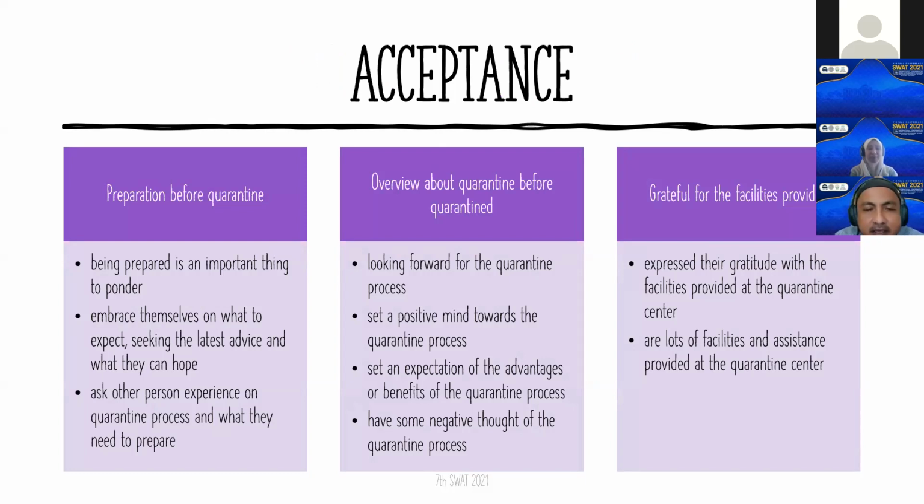They seek the latest advice and what they can cope with. They ask persons who have been in a quarantine center what needs to be prepared. They try to get an overview of the quarantine before they are quarantined. They are looking forward. They set a positive mind for the quarantine and set an expectation of the advantages and benefits because they need to have positive minds.